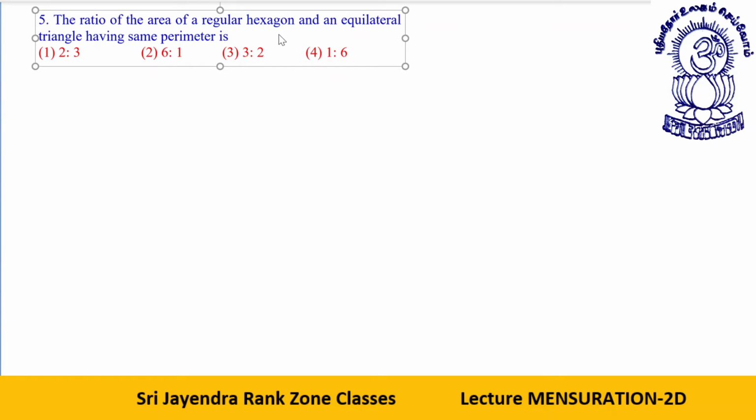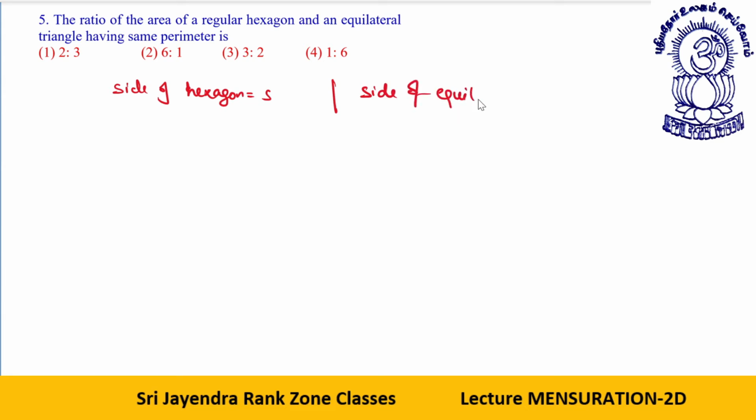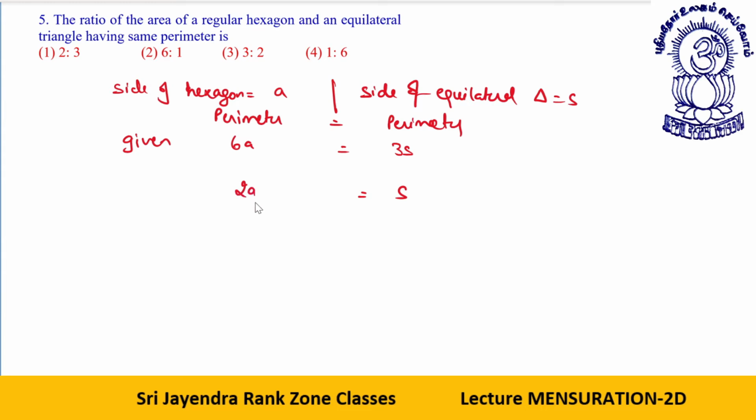The ratio of the area of a regular hexagon and an equilateral triangle having the same perimeter. Let's say the side of the hexagon is S, and the side of the equilateral triangle I assume is A. Now, what is given? The perimeter is equal, so I can say 6A is equal to 3S. That means S is equal to 2A.